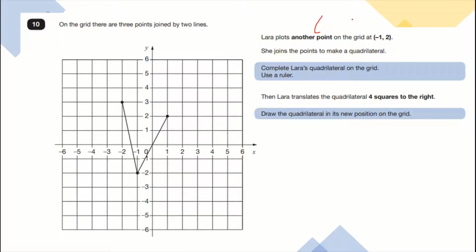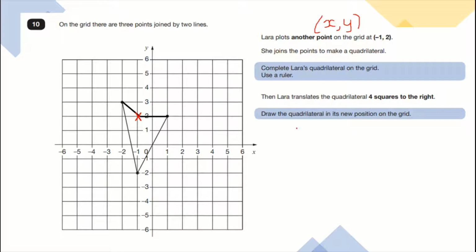In the brackets, the first number is on the x-axis and the second number is on the y. If you've heard of the saying, along the corridor and up the stairs. So we're going to go along the corridor to -1 and up the stairs to 2. Laura's point is here. Now we're going to connect the lines. This is Laura's quadrilateral.